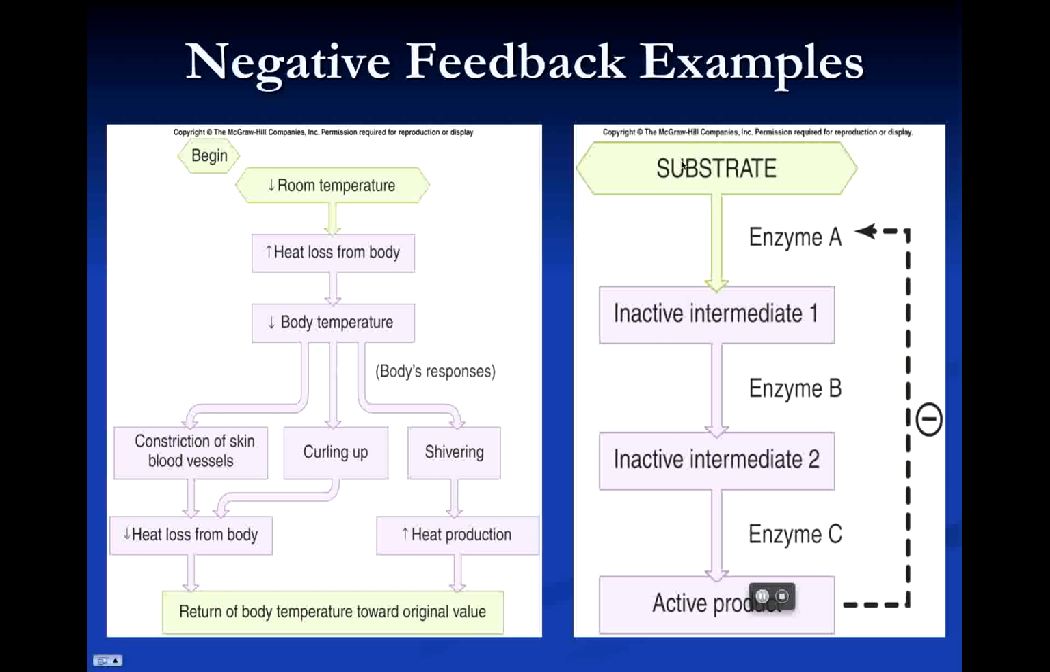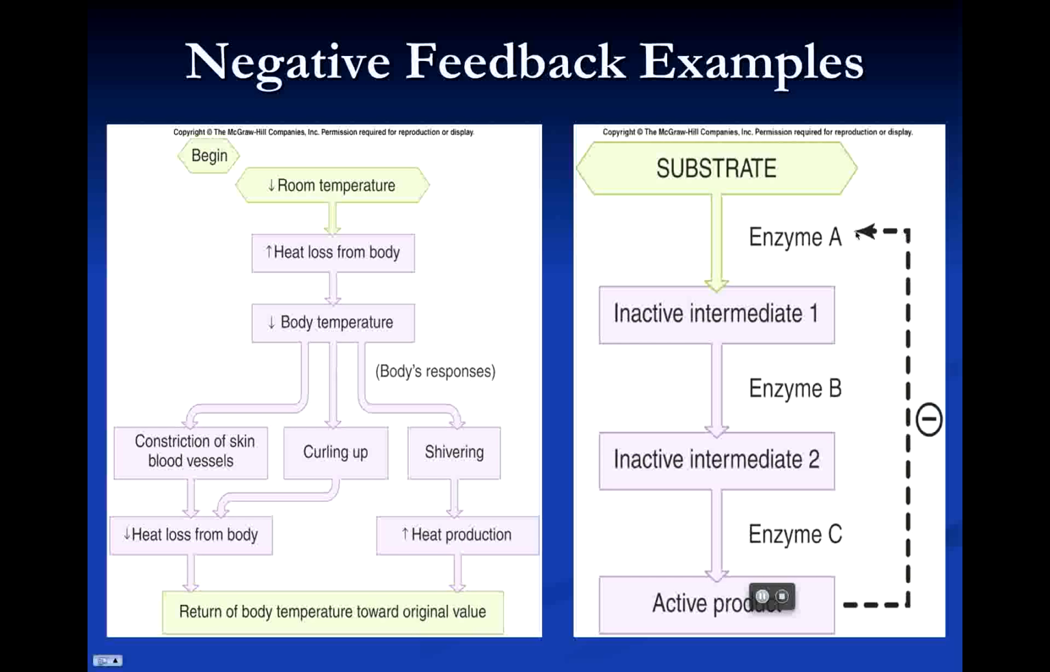These are two flow charts to help illustrate negative feedback. So the one on the left that we'll start with is an organismal example. So if we begin, somebody decreases, which is the down arrow, somebody decreases the room temperature. That increases the amount of heat that you lose from your body. Losing heat from the body causes a decrease in your body temperature. Once your body temperature drops, your body will respond in the following ways.